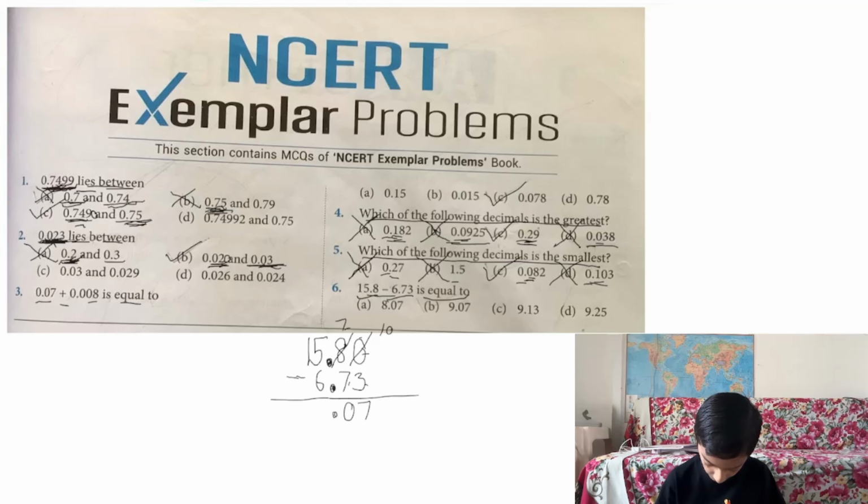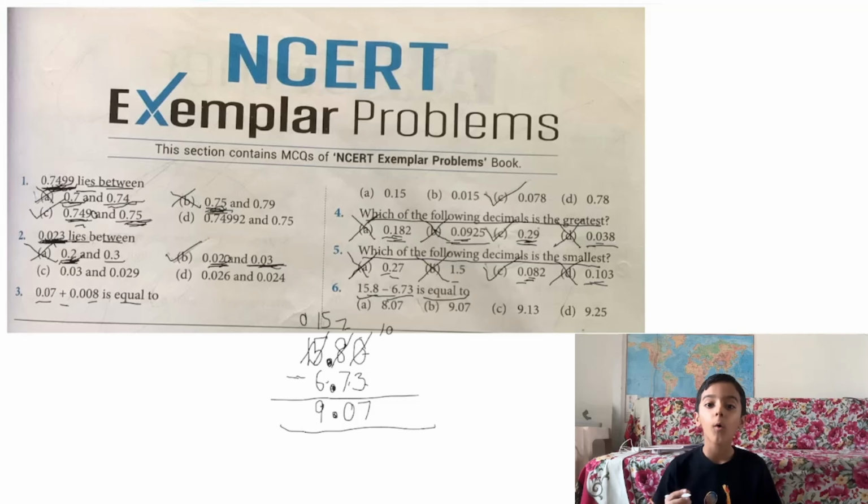And now point under point, and 5 minus 6 we cannot do, so we'll borrow from the next digit. So 1 will become 0 and 5 will become 15. So 15 minus 6 is equal to 9. Here 0 minus 0 is equal to 0, so it's not compulsory to write 0 here. So 15.8, or we can say 15.80, minus 6.73 is equal to 9.07. So the correct answer of question 6 is option B, which is 9.07.